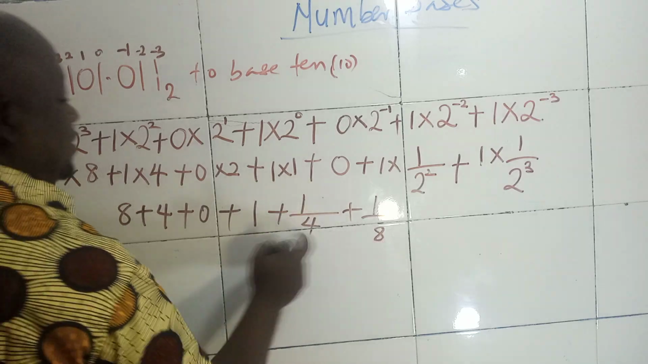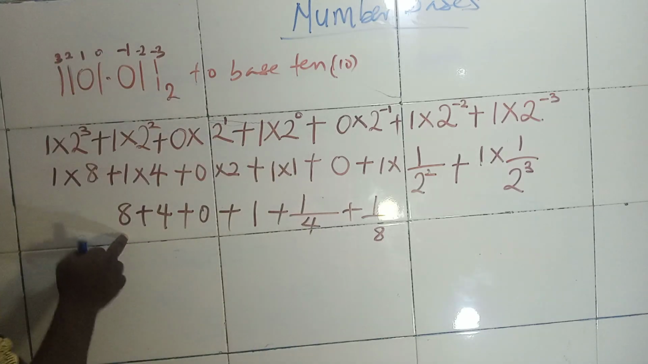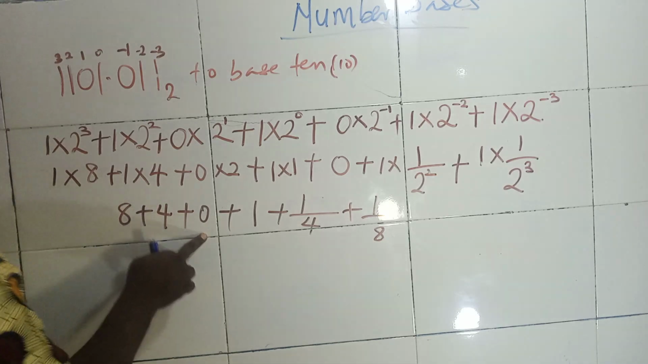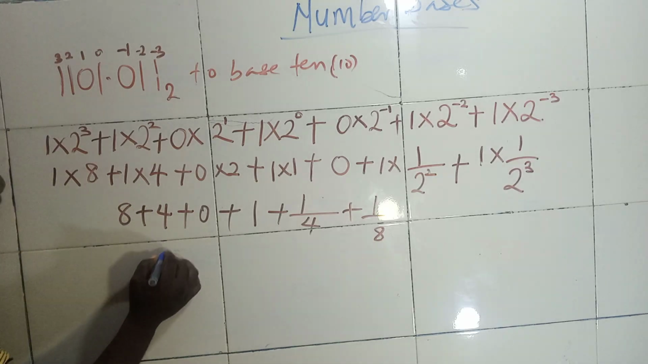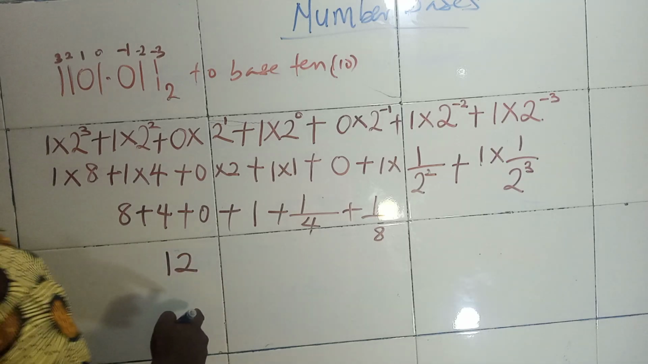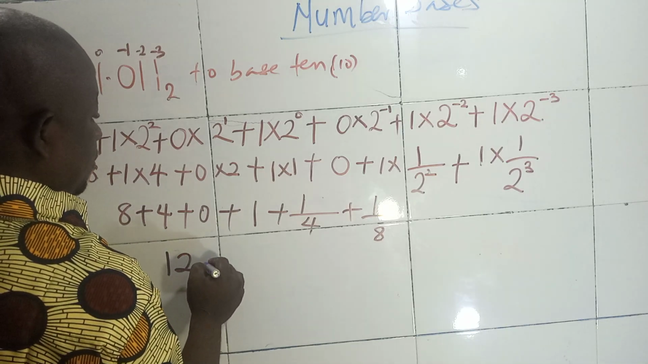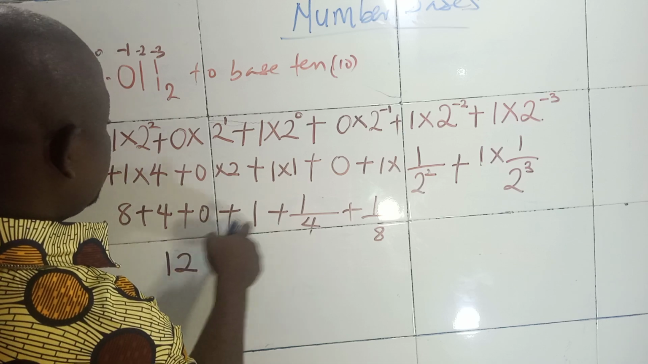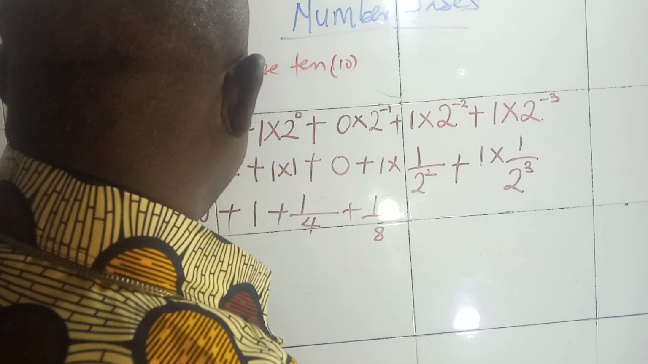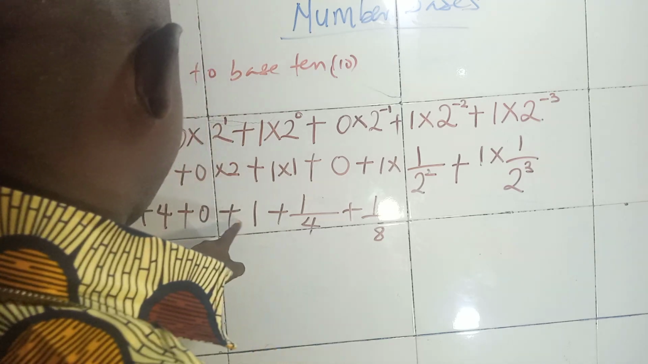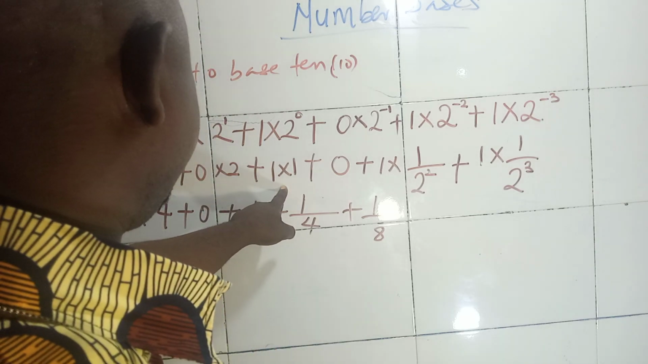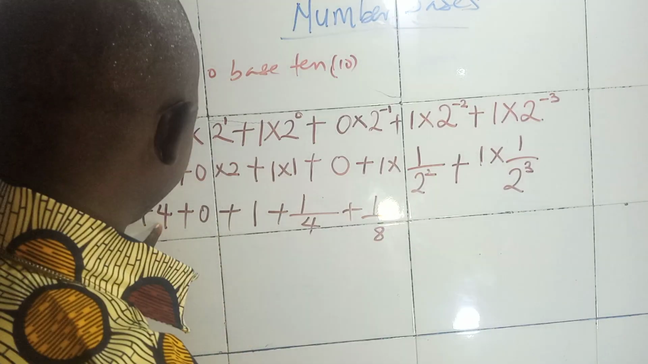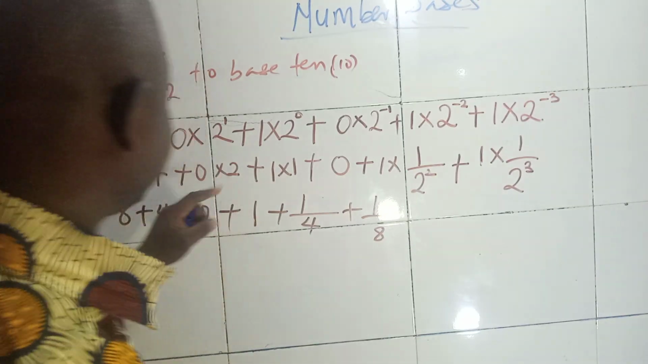So you can quickly factorize this. Don't forget the above. 8 plus 4 plus 0, that is 12. 12 plus 1, that is 13. You have to be very careful here. So we have 8 plus 4, that is 12, and 12 plus 1, that is 13.